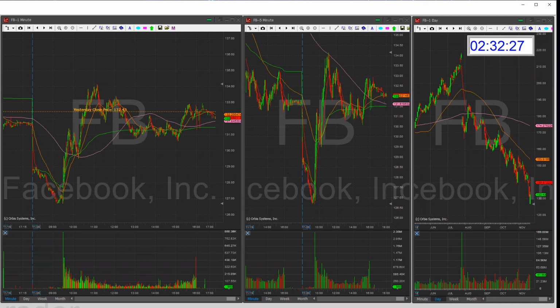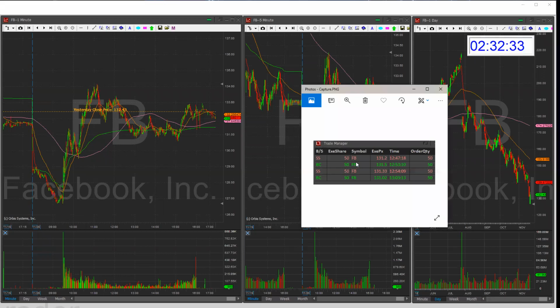So today I only made 2 trades. I'm going to pull it up on screen here. Okay, so these are my 2 trades. I basically short sold Facebook at 131.20 at noon, around 1 p.m. I covered, and then I short sold again and covered, and basically it was a break even day.